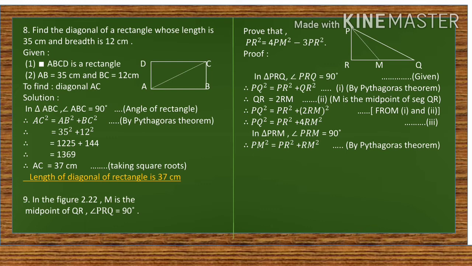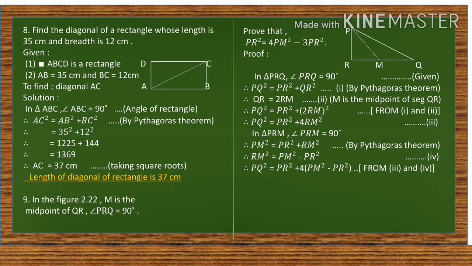Now, consider triangle PRM. In triangle PRM, angle R is equal to 90 degrees. Therefore, again by Pythagoras theorem, we can write PM square is equal to PR square plus RM square. Let's rearrange the equation. Take PR to the left hand side of the equation. Therefore, RM square is equal to PM square minus PR square.